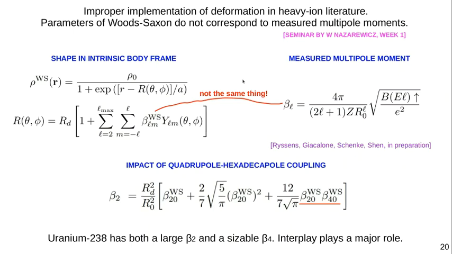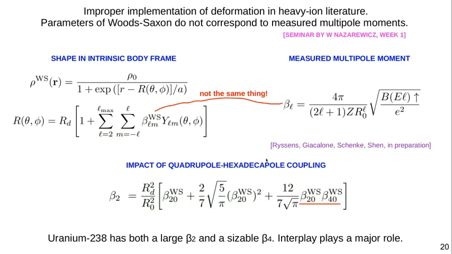This can be a small difference, but it's something which is actually enhanced whenever you have both a large quadrupole and a hexadecapole moment in your nucleus. And this is precisely the case for uranium-238, because it has both a large beta-2 and a sizable beta-4. In fact, you can write down some formulas and see what is the difference between these two. The leading order correction is in beta-2 squared, but also in beta-2 times beta-4. So as soon as you have some beta-4 and a large beta-2, this becomes important. And for uranium-238, this correction has not been taken into account.